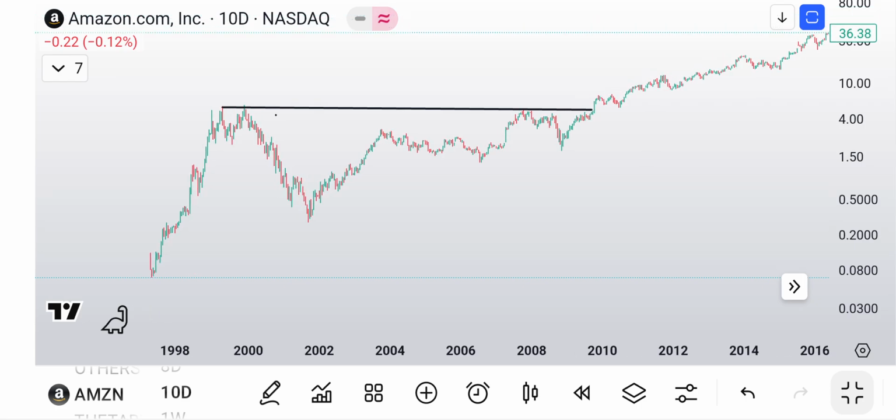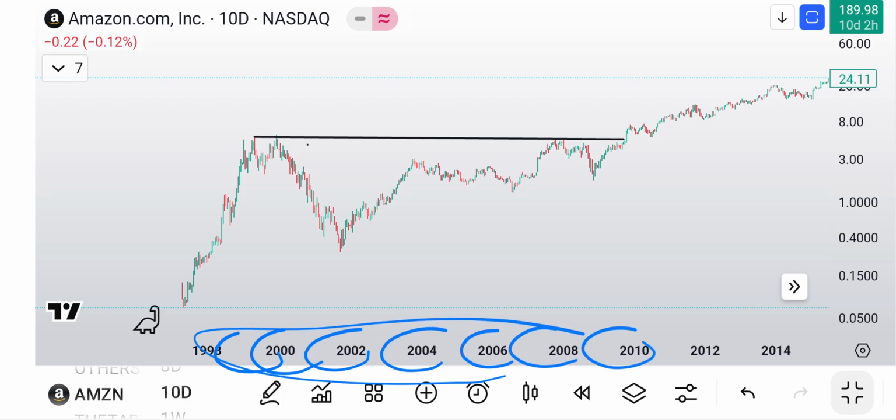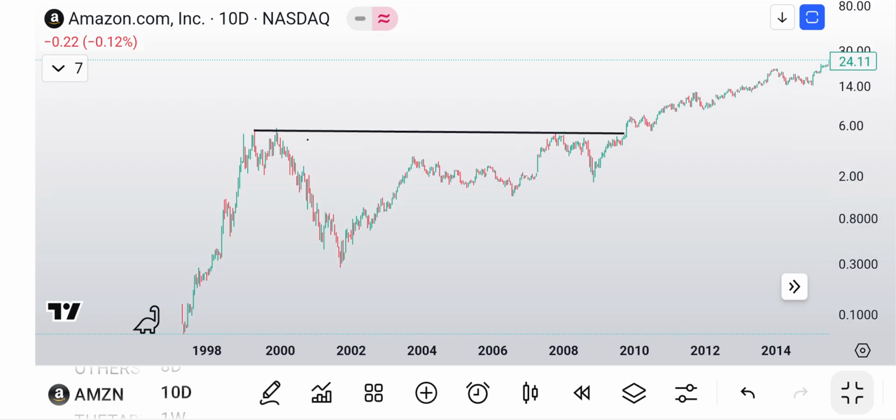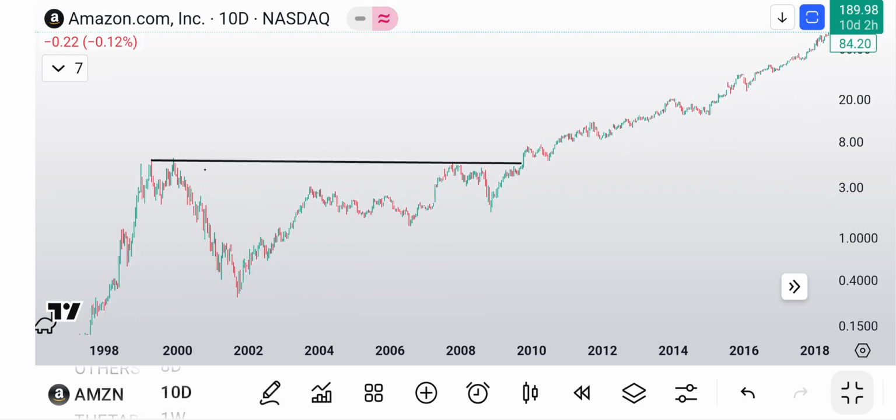All right, there we go. I mean, look at that. That's 99, 2000, 2002, 4, 6, 8. I mean, that's 10 years. That's a long time, right? And again, is Amazon a weak company? No, it's the strongest company in the world. It is by far the most.